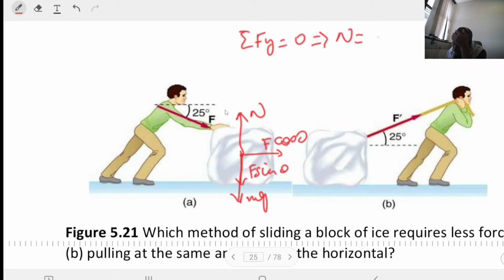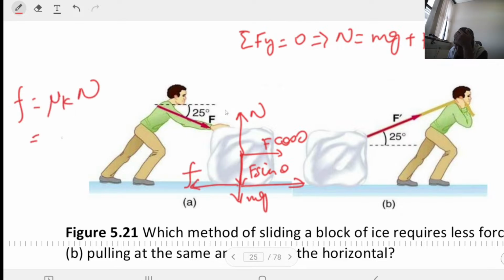Then the frictional force, if this thing is moving that way, the frictional force goes that way. F must be equal to mu k times N, where N is the normal force, which is equal to mu k times mg plus F sine theta. Okay, this is what I have.